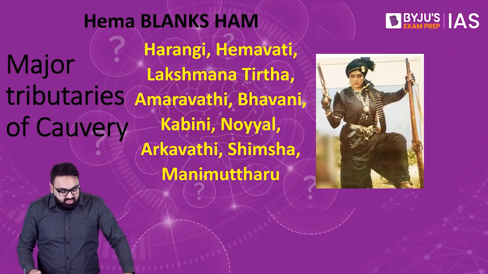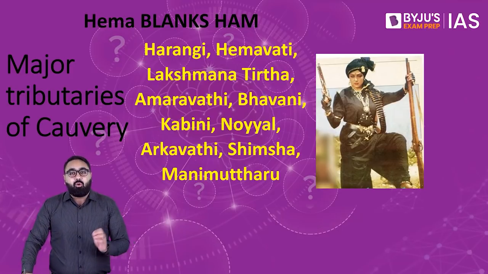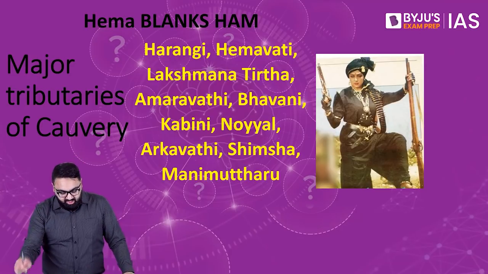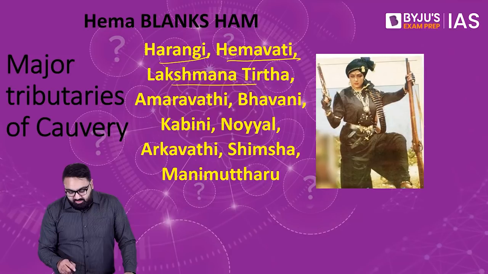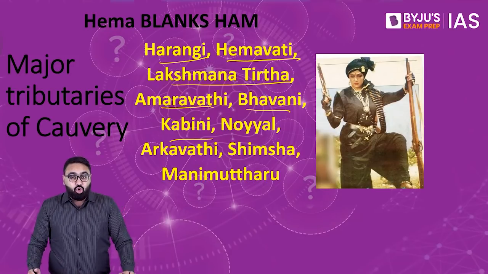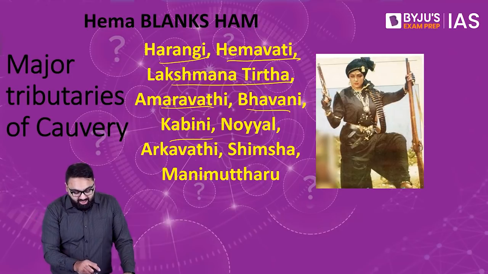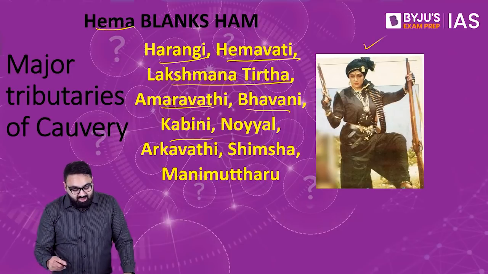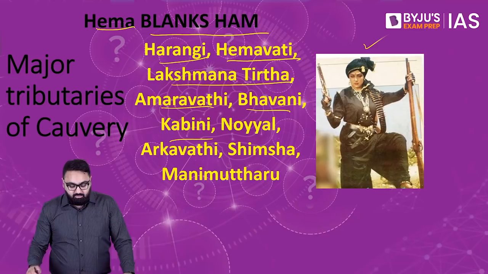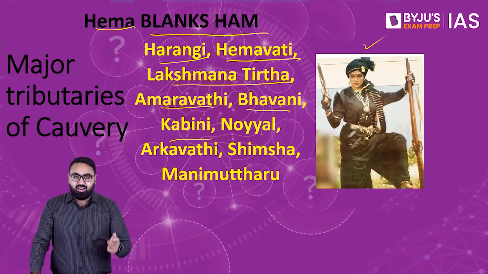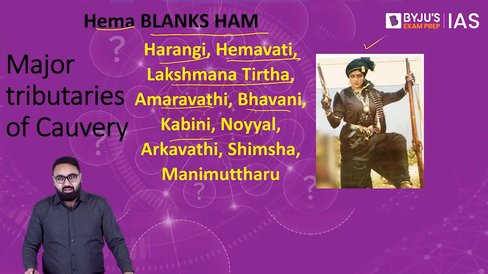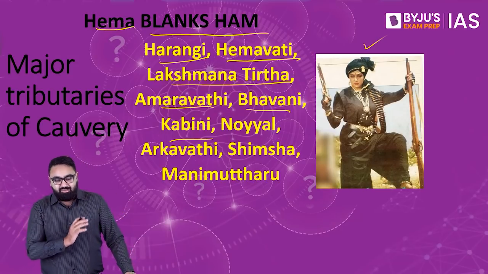Let's start with the Kaveri River. The important tributaries of Kaveri River include Harangi, Hemavati, Lakshman Tirth, Amravati, Bhavani, Kabini, etc. A good phrase to remember this can be, as you can see in the photo, Hema Malini. Hema blanks ham. Hema blanks ham. Usually you blank a gun by emptying it completely, but let's be non-violent here for a bit.